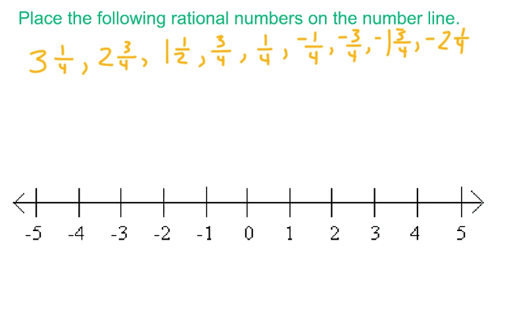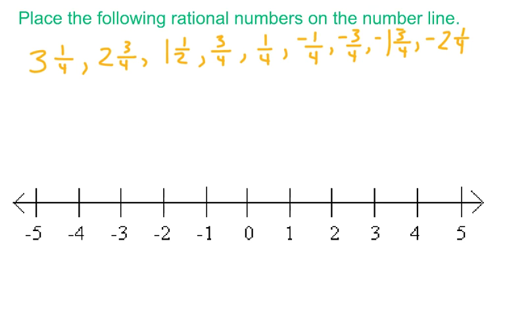So let's go ahead and take a look at the number line that we have on the screen. We have some directions here. It says place the following rational numbers on the number line. So what we're going to do is take a look at these numbers. You'll notice we have some mixed numbers as well as just some regular fractions, and we also have some positive and negative numbers.